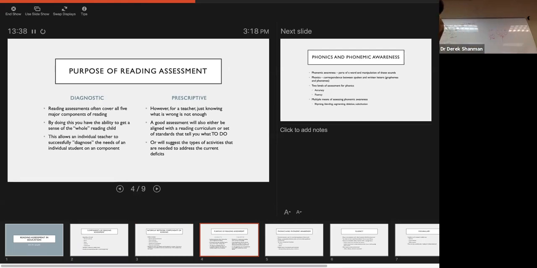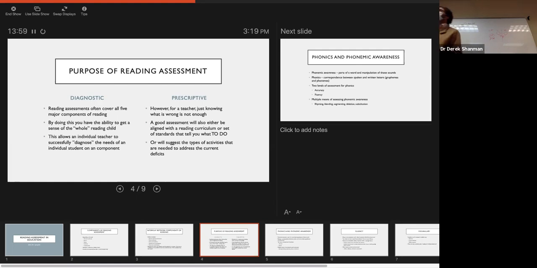So what is overall the purpose of reading assessment? And this is going to be echoed throughout all of the different subjects that we go through. But we have two major areas. We have diagnostic and prescriptive.